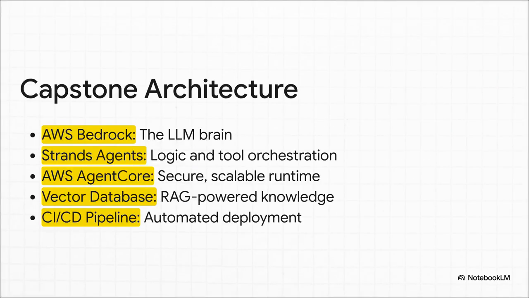You're going to be putting together a serious enterprise-grade technology stack. You'll use AWS Bedrock for the AI brain, the Strands Agents framework to handle all the logic and tools, and a vector database to give it knowledge using RAG. On top of that, you'll use other AWS services for a secure runtime and a full CI/CD pipeline to automate your deployments. This is the real deal.